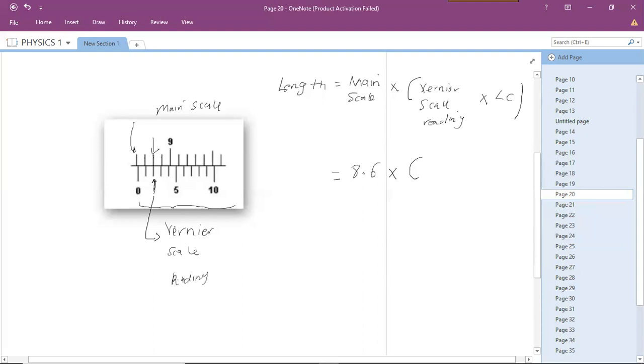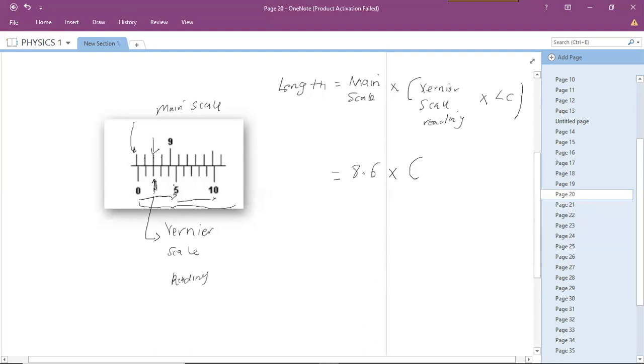The Vernier scale reading is this one here, because you look for a value where the main scale and the Vernier scale are in perfect alignment. So we have to figure out what this reading here is. So we go to the Vernier scale and you see we've gone from 0 to 5 there, and we've also gone from 5 to 10. How are they moving here?